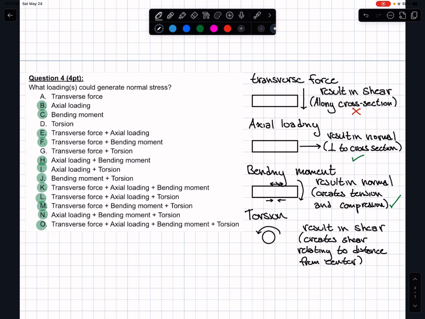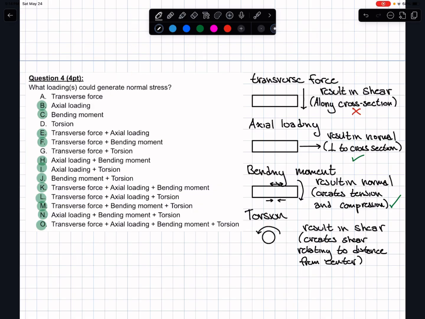The fourth question, we are given a variety of different loading situations and asked which could generate normal stress. The 4 different types of loading that we were given, in different arrangements, were the transverse force, the axial loading, bending moment, and torsion.